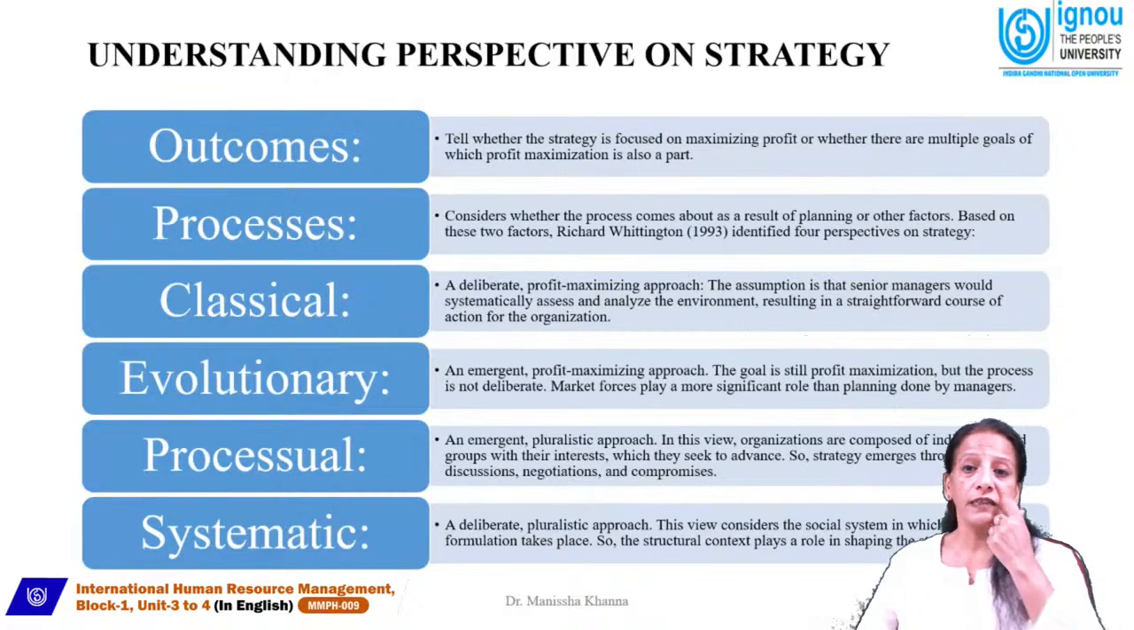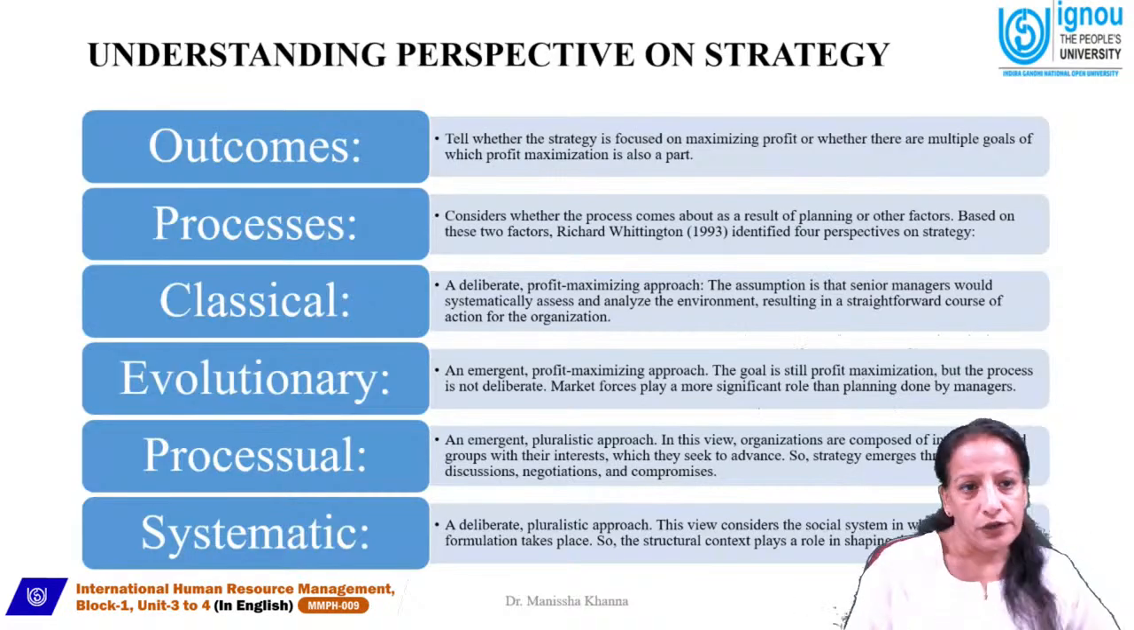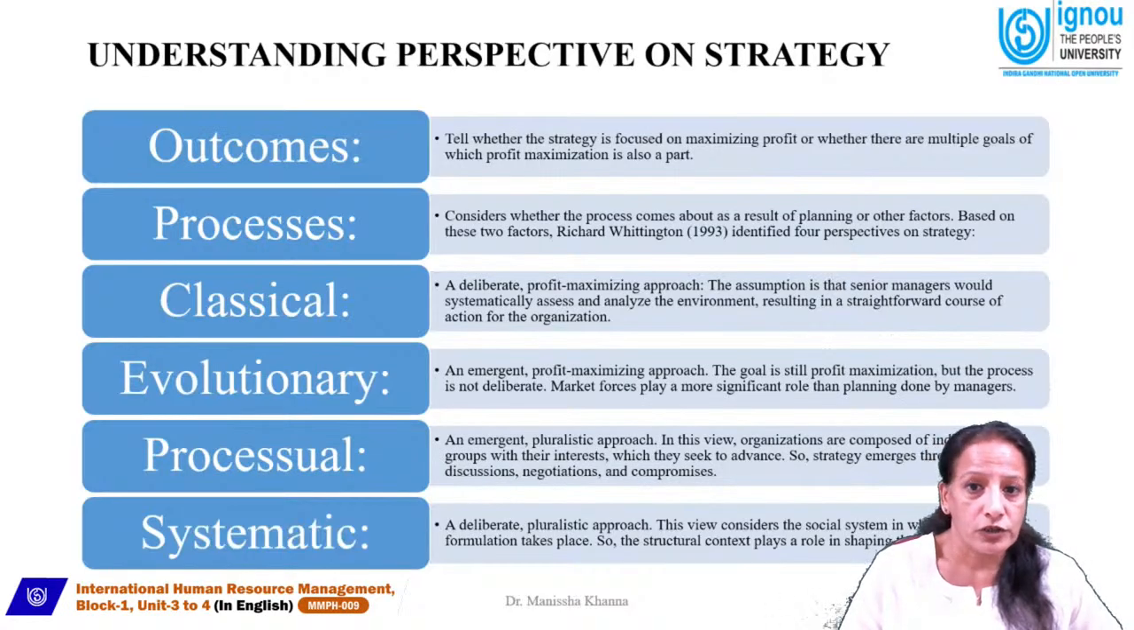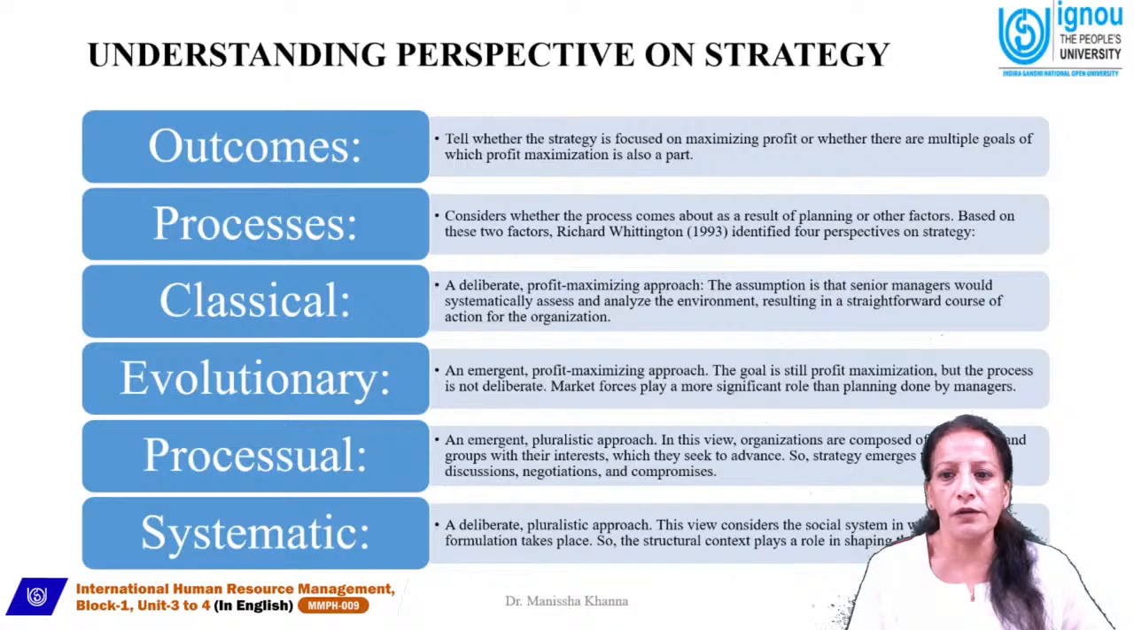Then let's understand the perspectives of this strategy. First is outcome. It tells whether the strategy is focused on maximizing profit or not. Then process. Here it considers whether the strategy comes about as the result of planning or other factors, and based on these two factors, four perspectives on strategies are defined. It was defined by Whittington in 1993.